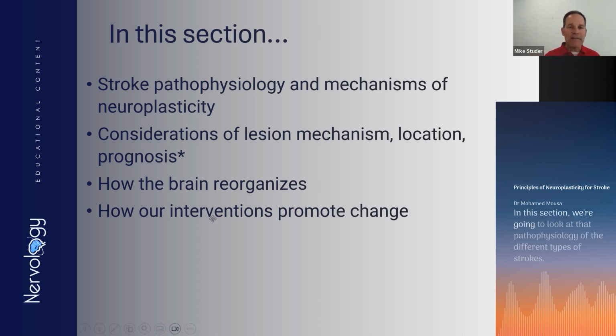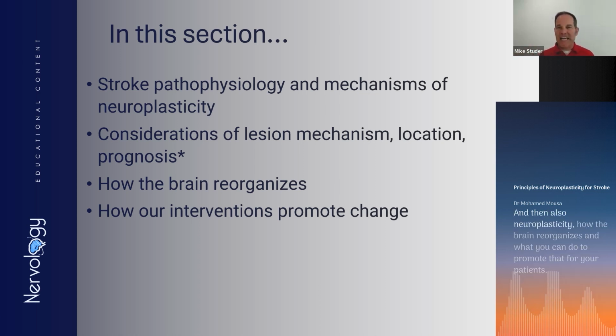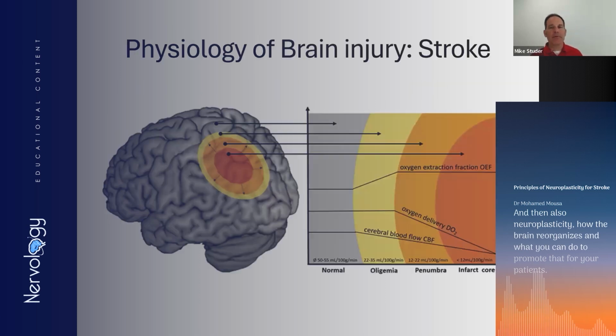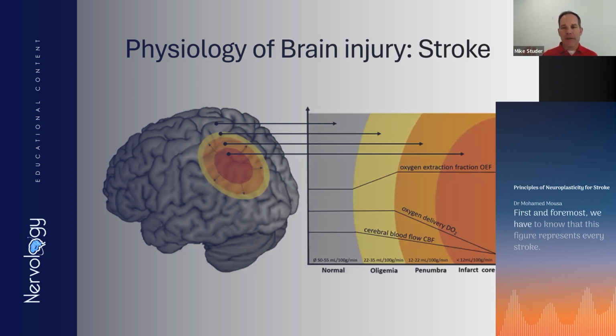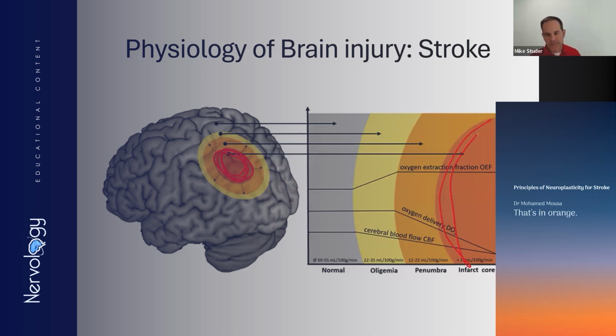In this section, we're going to look at the pathophysiology of the different types of strokes, and then also neuroplasticity, how the brain reorganizes, and what you can do to promote that for your patients. First and foremost, we have to know that this figure represents every stroke. We have an area of cells that are going to be gone and they'll never come back. That's known as the zone of infarct, and that's what you see here. That's in orange.